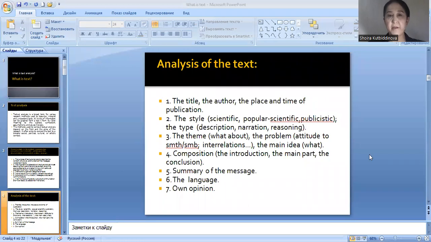So we analyze the title, the author, the place and time of publication, or the style, the scientific, popular scientific, or publicistic, and the type of the text, description, narration or reasoning, and the theme, what is it about, the problem, attitude to something or somebody or interrelations, and the main idea, and composition, for example, the introduction, the main part, and the conclusion, and the summary of the message, and the language or own opinion.